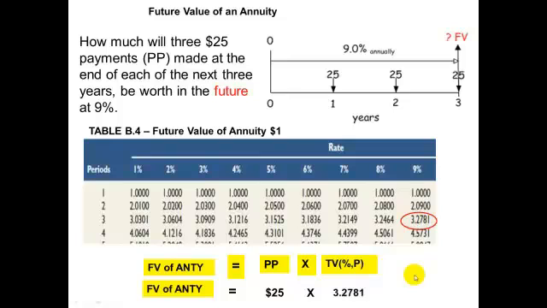And when you multiply these together, you end up with the future value of those three $25 payments. They are going to be worth $81.95, and that's the value of compounded interest. We put up $75 and we're going to get back $81.95, which is this compounding interest.